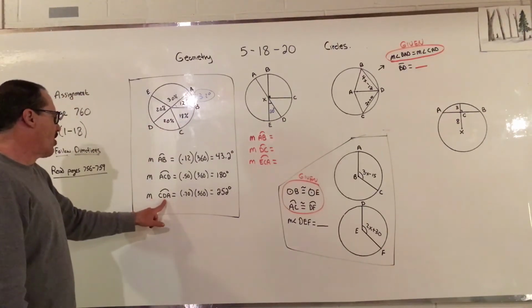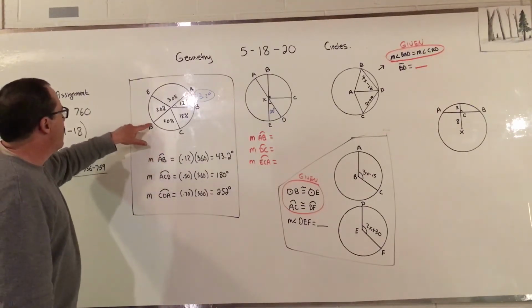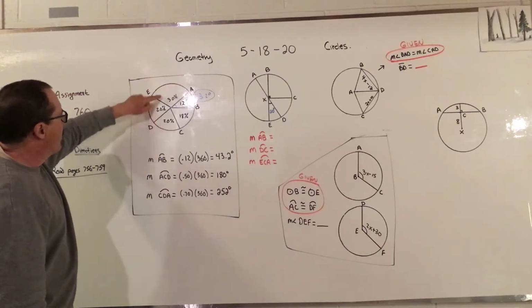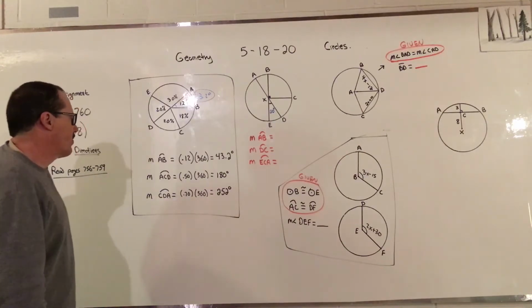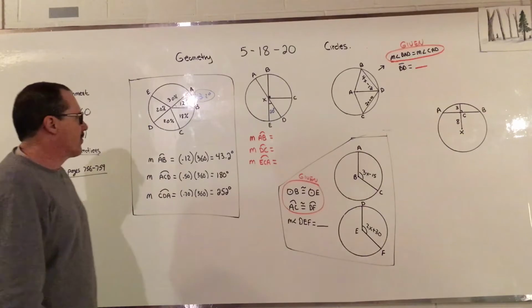And here's another major arc, CDA. So I'm going from C to D, pass through D all the way over to A. So I have to add the 20, the 20, and the 30 together, which gives me 70% times 360, which is 252 degrees. So again, I think that those are pretty straightforward and simple for you guys.